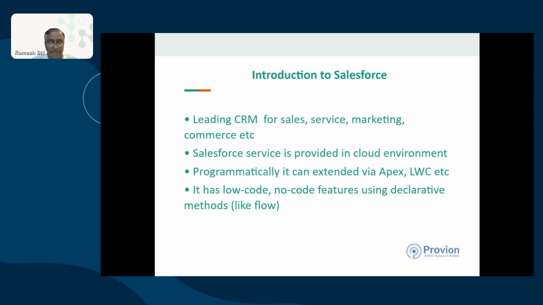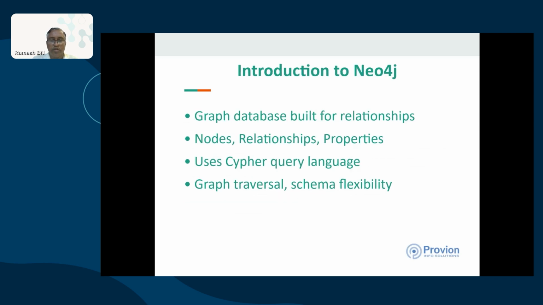And Neo4j is a graph database where relationships, nodes, properties, etc. are maintained. And there is a Cypher language which is used to interact with the Neo4j database. Some of the benefits that we are using are graph traversal and schema flexibility when using Neo4j.